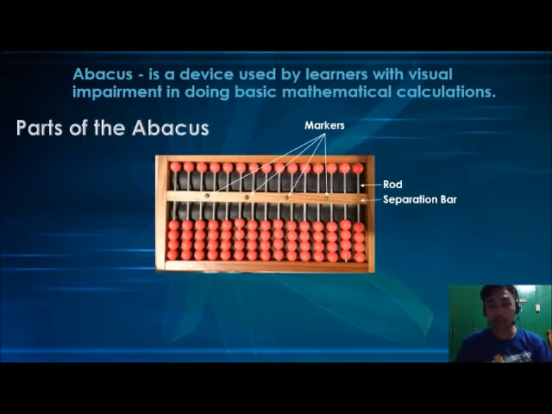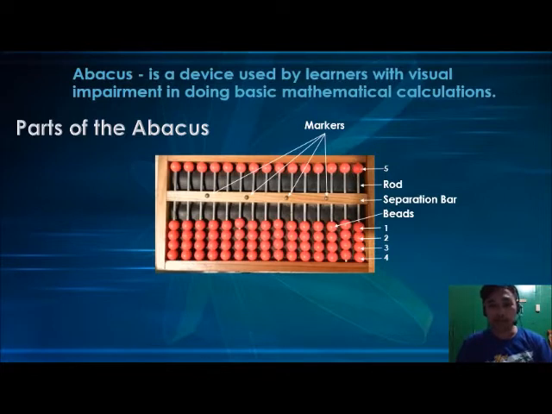Next part, that is the separation bar. Next part are the beads. Each column in the lower abacus has 4 beads: 1, 2, 3, 4. Each assumes the value of 1, while the beads in the upper abacus assume the value of 5. So, those are the parts of the abacus.